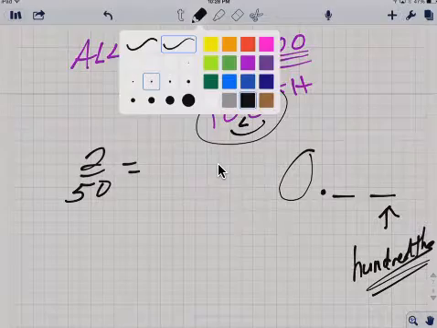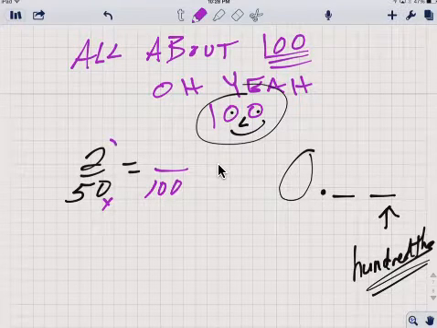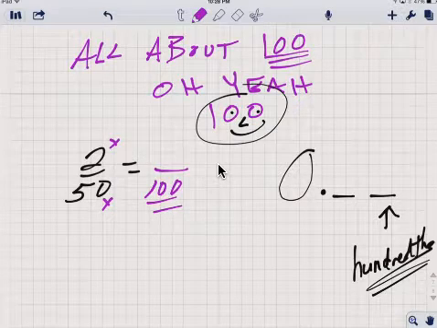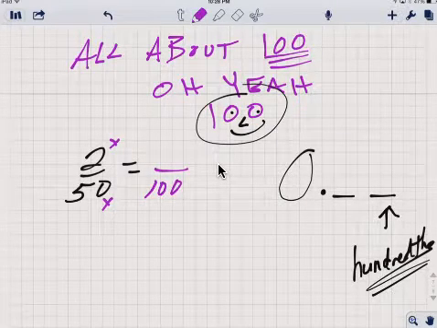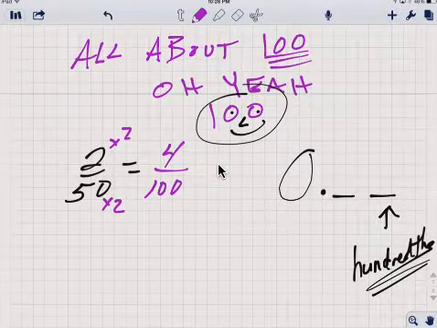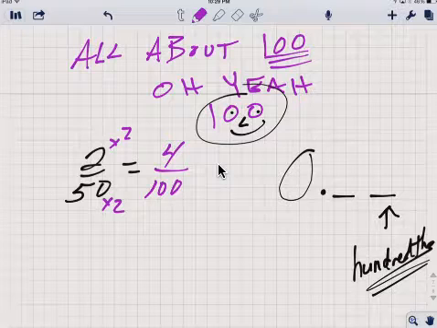So now to get the 50 into happy 100 land, you have to think about what you would multiply this fraction by to keep it equivalent, but get that happy 100 on there. So what we would multiply this one by is 2. So 2 out of 50 would be 4 out of 100. The same process that we used in the multiplication quizzes.